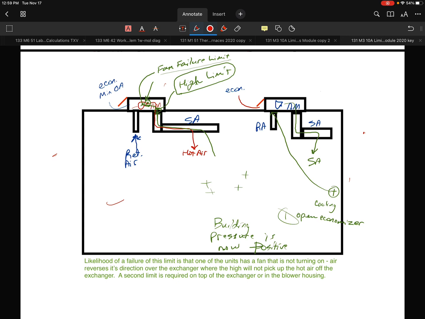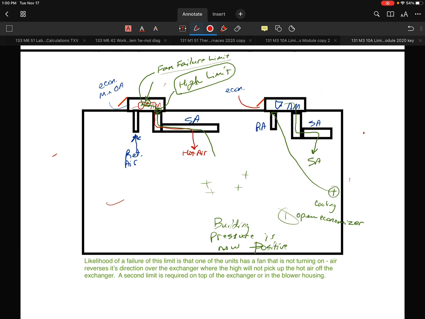Now, in the event that one of those units fails, let's say a belt breaks, and they don't have any way to detect that, what would happen, and we would expect it, is that if the building pressure gets sufficient enough, it will blow the air backwards through the open unit that still hasn't figured out that the fan or the belt is broken.